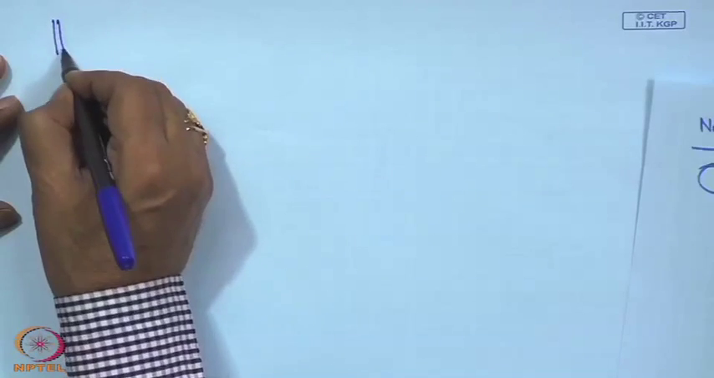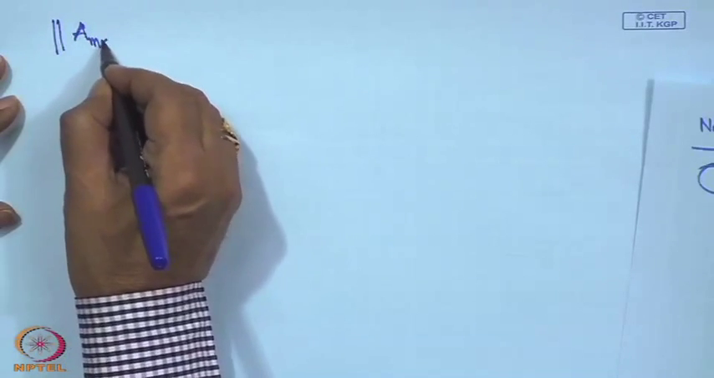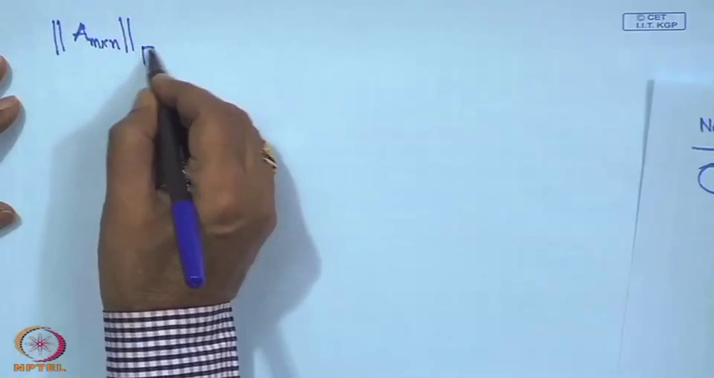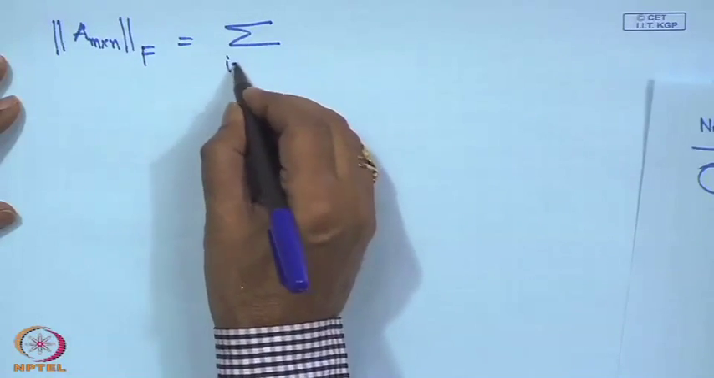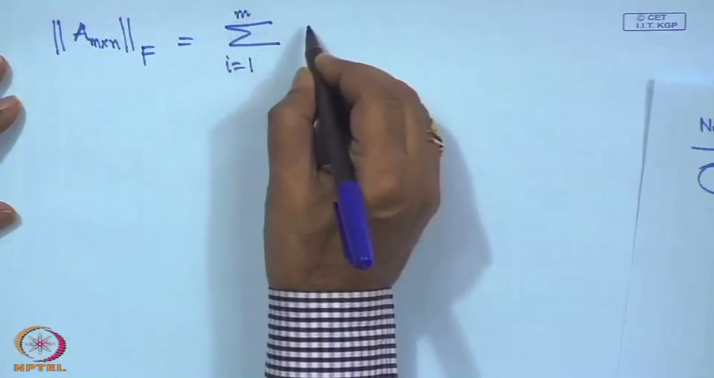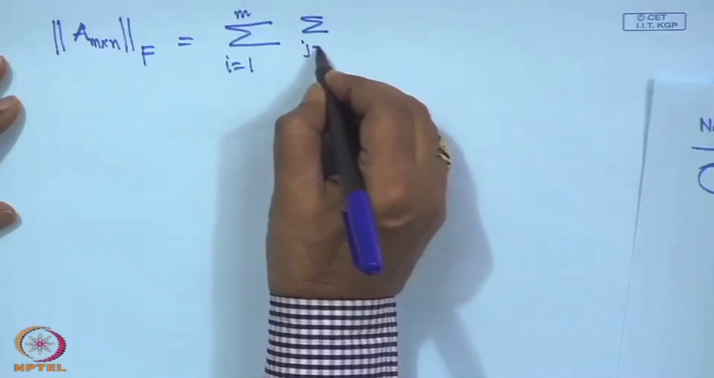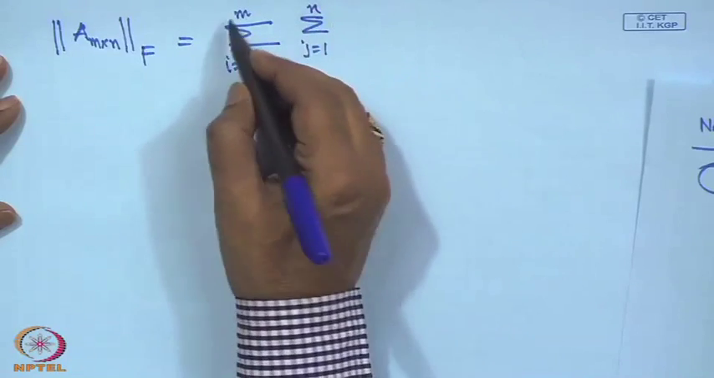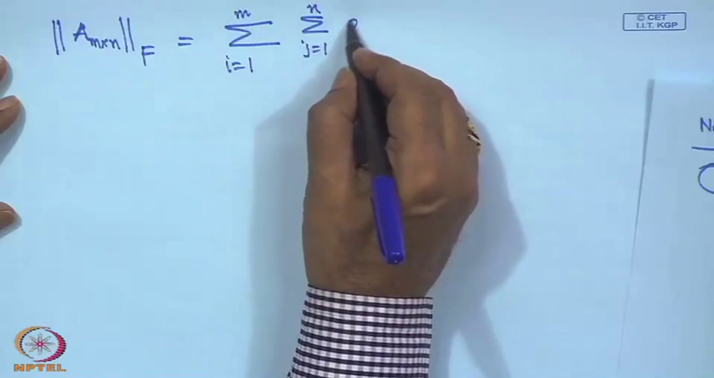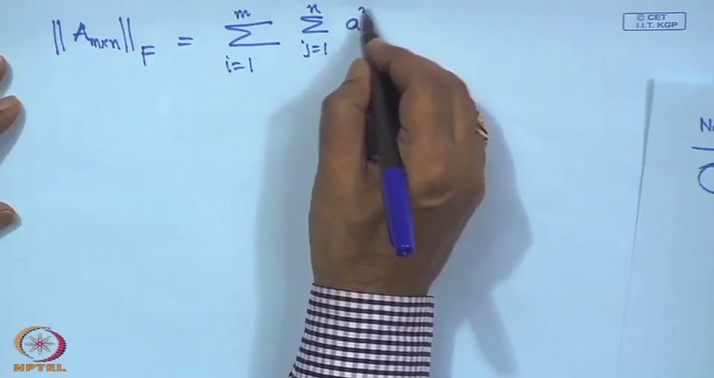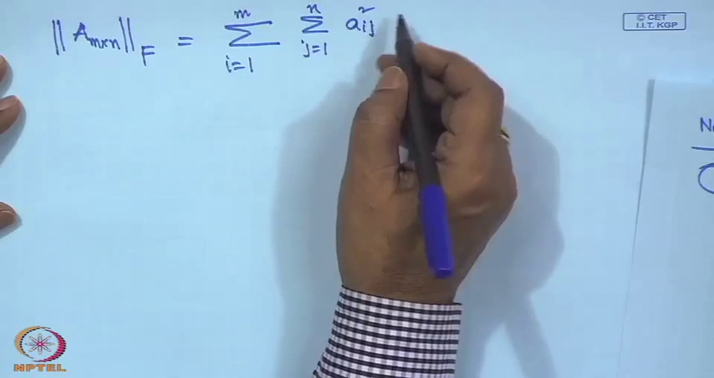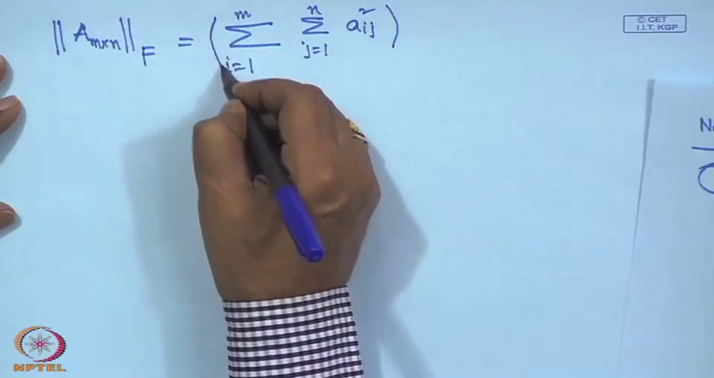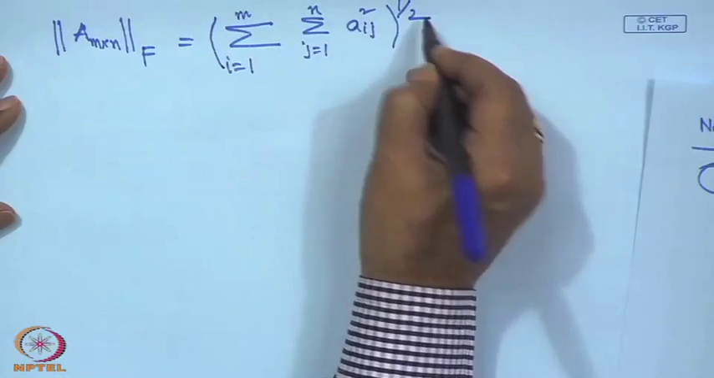So, the Frobenius norm, denoted by A m cross n of F, where F stands for Frobenius norm, is equal to the square root of the summation of i equal to 1 to m, summation of j equal to 1 to n, where m is the number of rows, of a_ij squared. The absolute value is not necessary because it is a square. You take the summation of all elements, then take the square root of it.